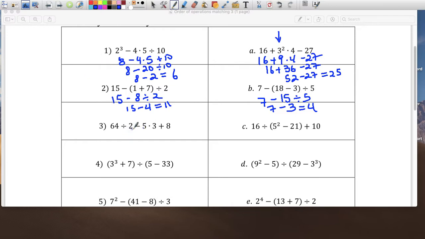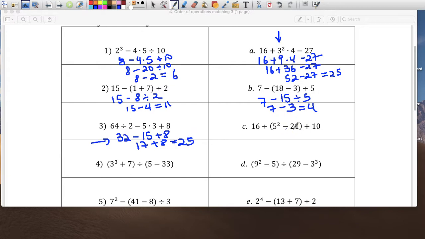Let's see. I have division, subtraction, multiplication, and addition. Again, multiplication and division are at the same level, same power. So between division and multiplication, you do accordingly from left to right. 64 divided by 2 is 32. Minus, and I can do 5 times 3 here, 15, plus 8. Again, from left to right, 32 minus 15 is 17, and then plus 8 will give us 25.